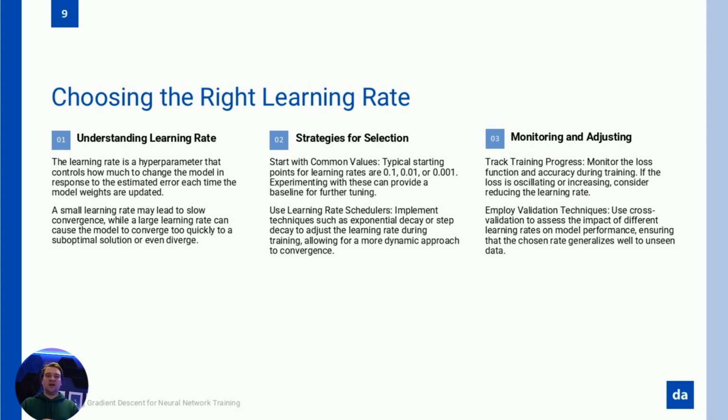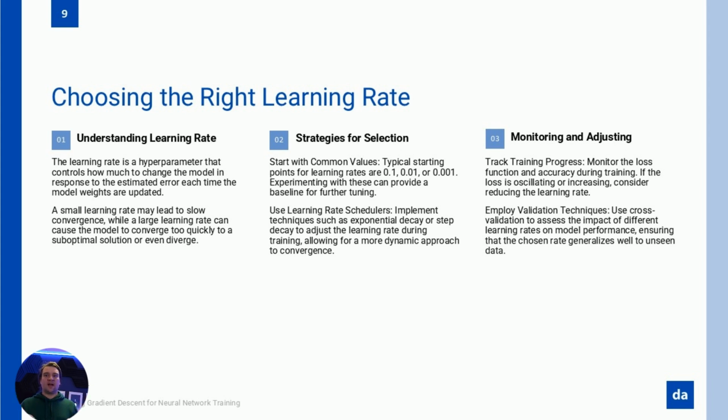Try a learning rate finder. This is a tool that systematically increases the learning rate during an initial phase of training and plots the loss. By observing the loss curve, you can pinpoint the range where the learning rate is most effective. Once you've chosen a learning rate, it's crucial to monitor the training process and adjust if necessary.